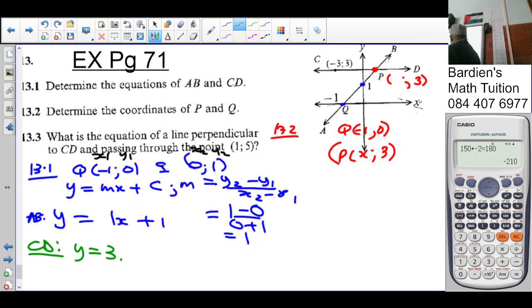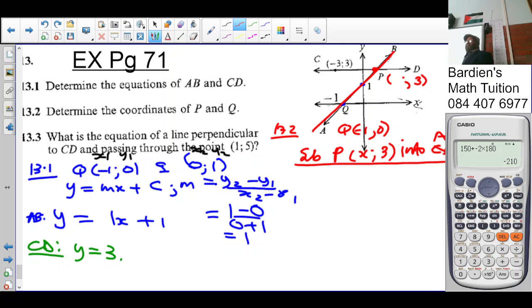So if you're looking at P, we said it's going to have a constant y value of 3. Now remember, when we put the x in, we get the y out in an equation, not so. So what I'm going to do is substitute P, which is x and 3, into the equation of AB, sorry. Why? Because that P lies on that line as well. Can you see that? Yes.